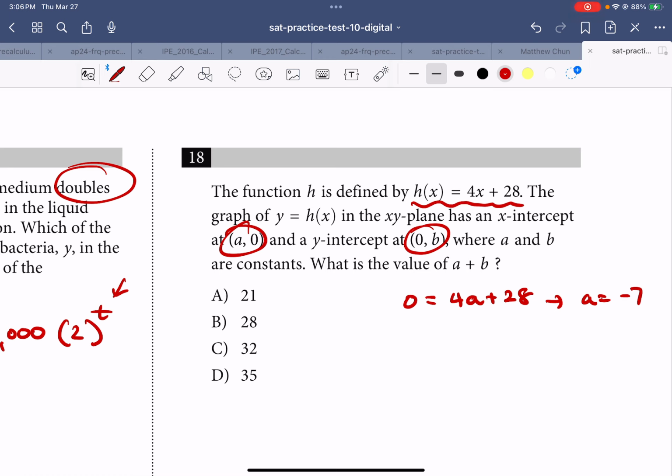Now the y-intercept is 0, b, so you plug it in. This time you put b into y, and then 0 into x. So 4 times the 0 is a 0, plus 28 is just 28. So they ask what is a plus b, which is -7 plus 28. So the answer is 21. So answer is A.